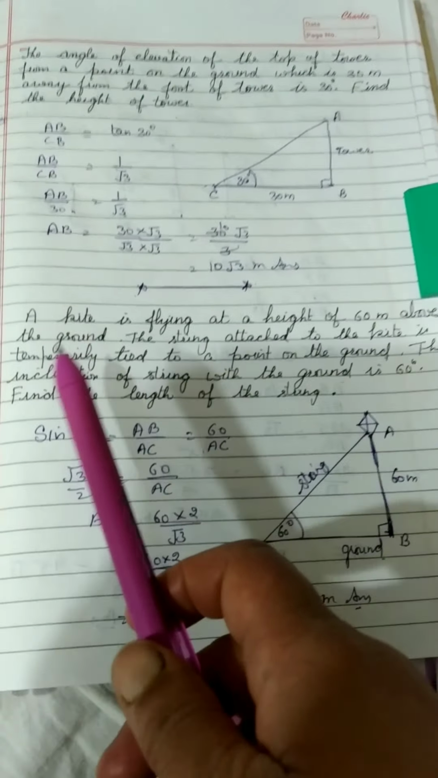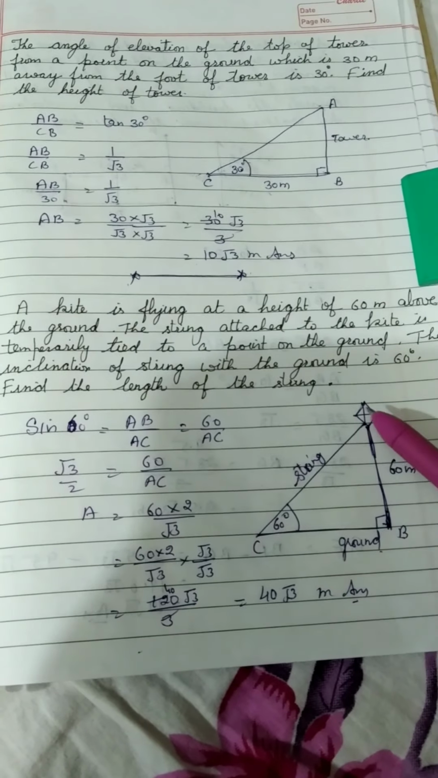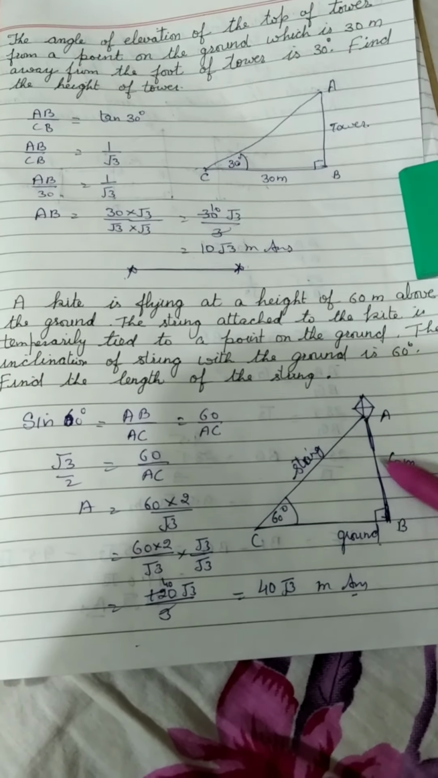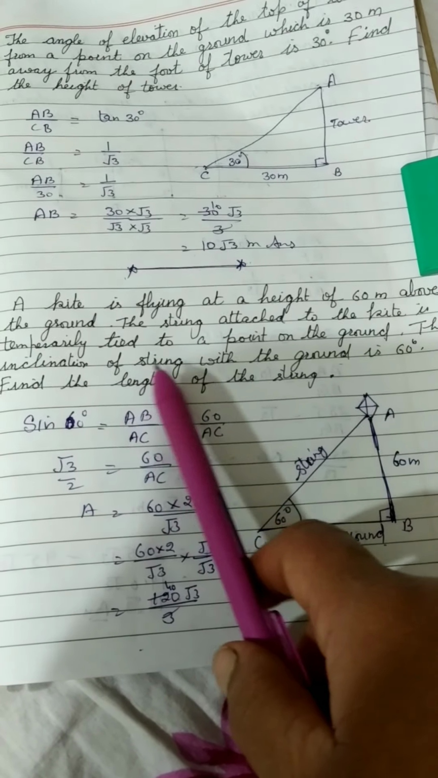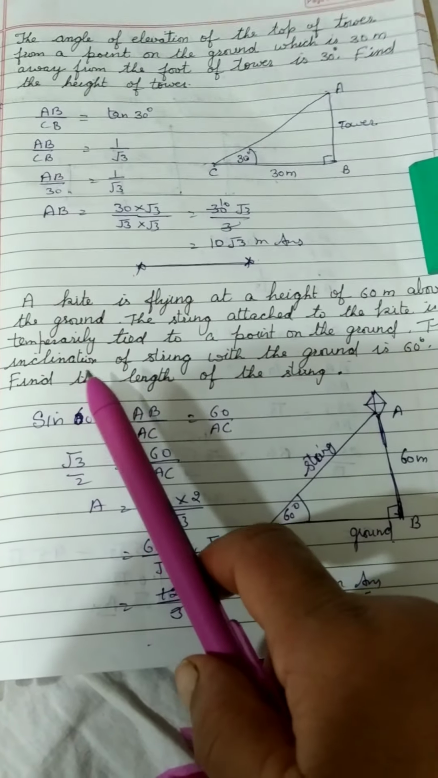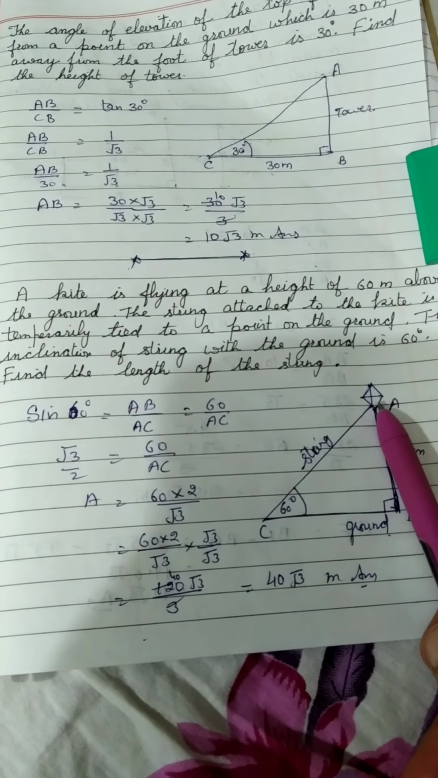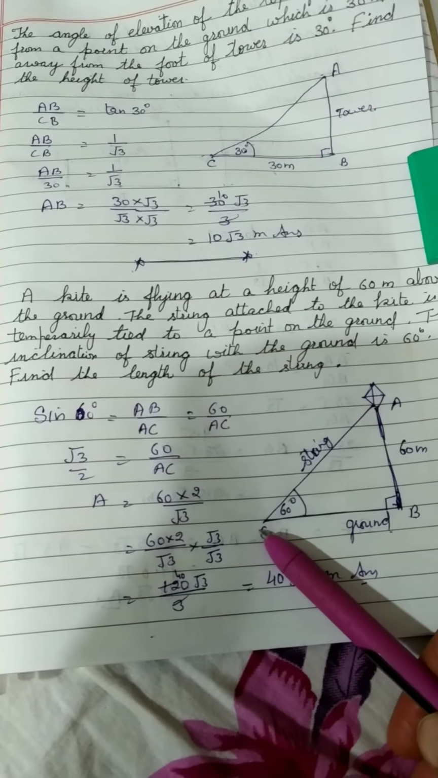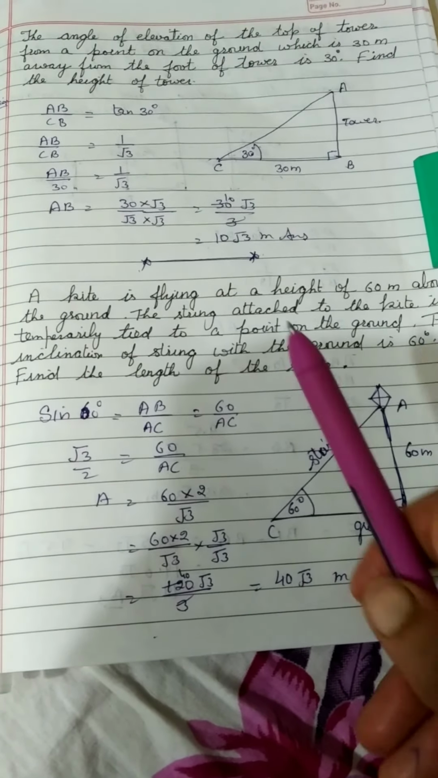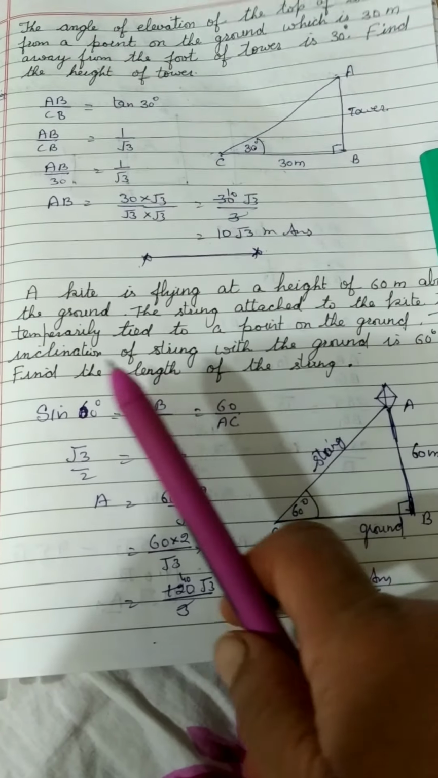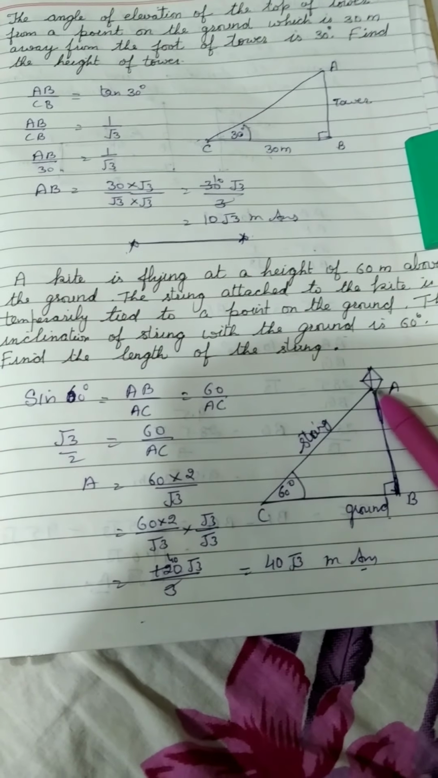The next question is, a kite is flying at a height of 60 meter above the ground. Here is the kite. It is flying at 60 meter above the ground, means perpendicular is 60 meter. The string attached to the kite is temporarily tied to a point on the ground. Now the string of the kite is tied to the ground at point C, making an angle of 60 degree with the ground. The inclination of string with ground is 60 degree. Find the length of the string, and we are to find this length.